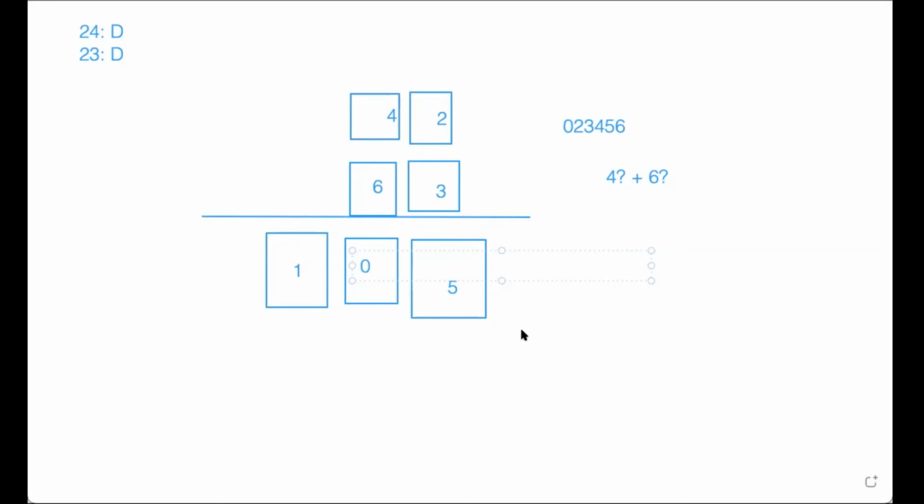Now that we have 22 done, let's write down the answer. We have 42 plus 63. Let's write down that answer. So 22 is equal to 42 plus 63, so 105. And 5 is in the ones digit of the sum, so D is the answer.